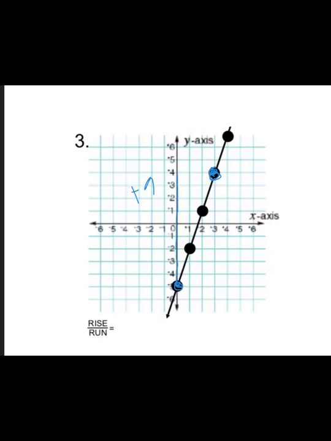So my rise would be 9. And I would have to go over 1, 2, 3. So my run would be 3. And we know that 9 over 3 simplifies to 3.